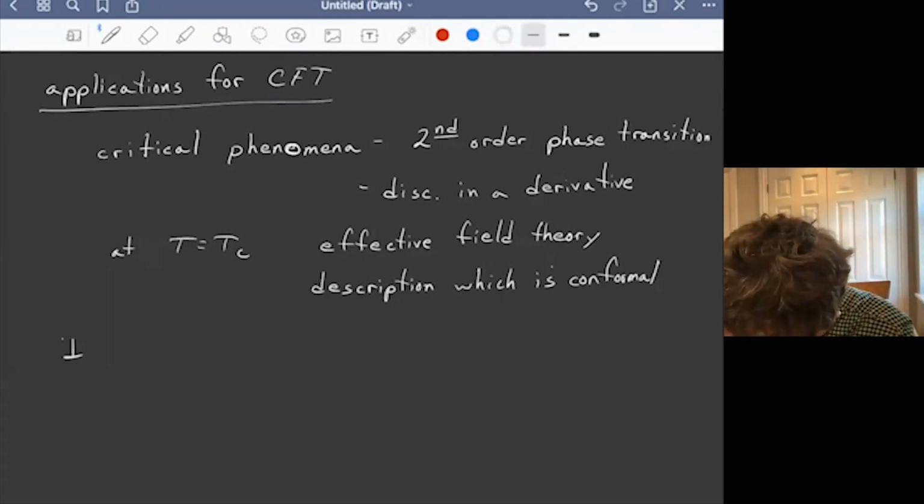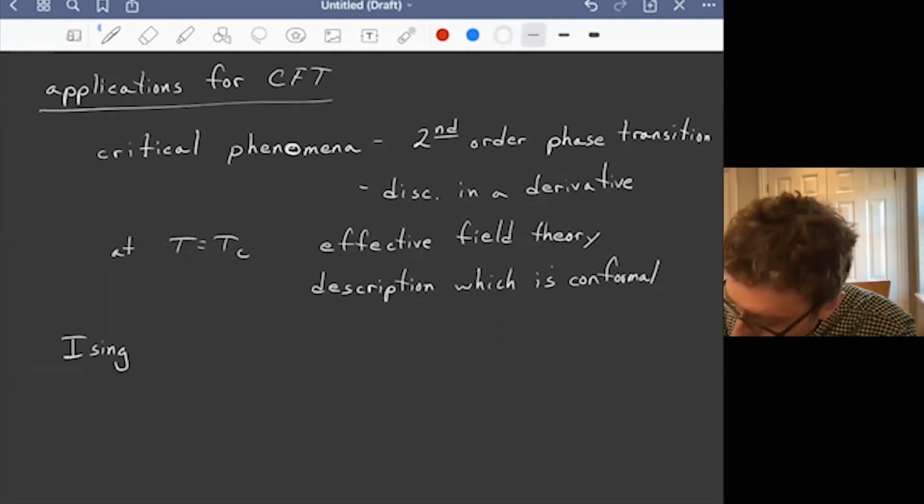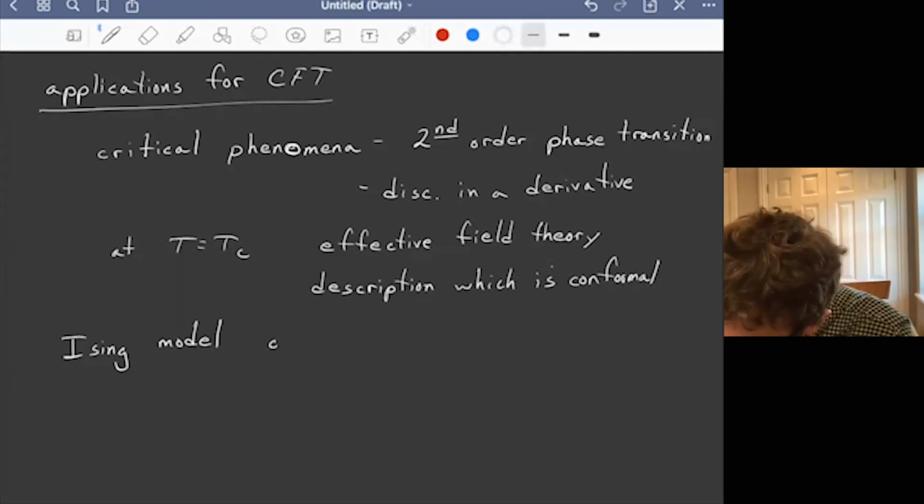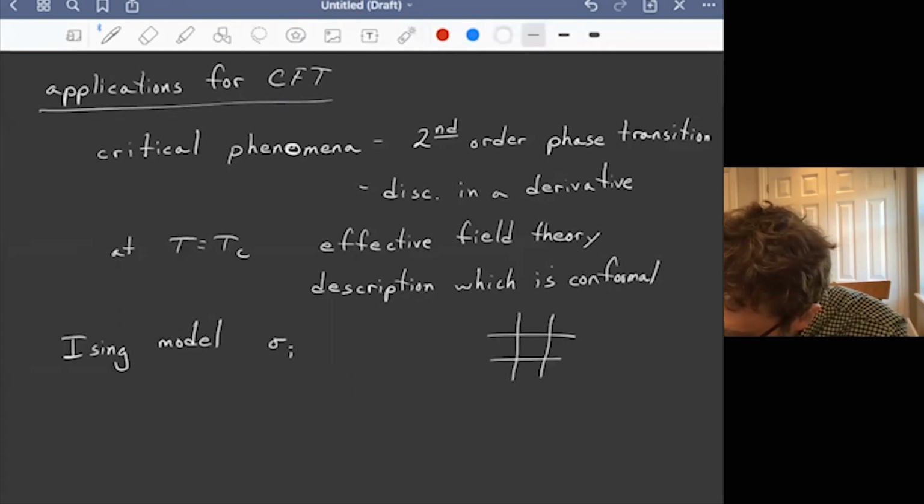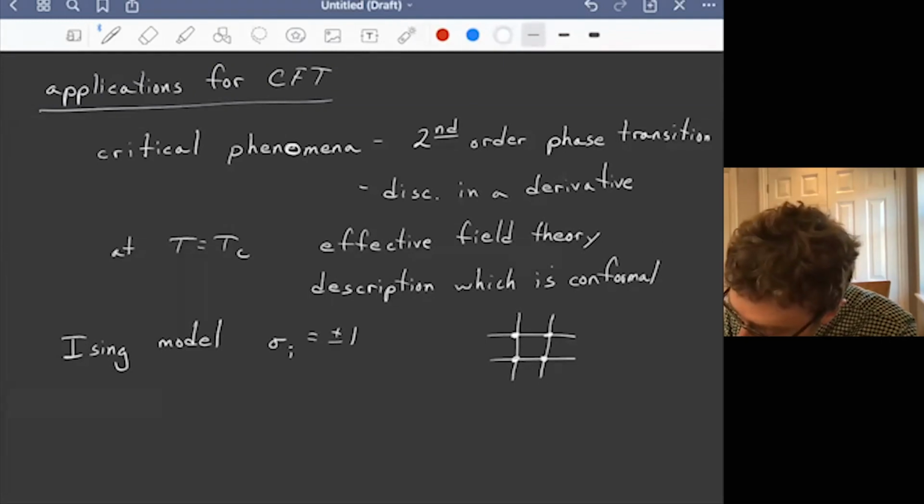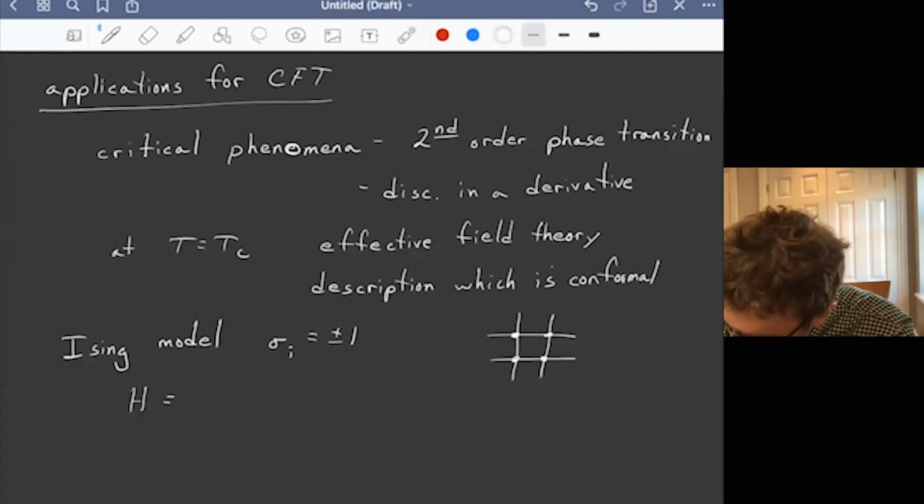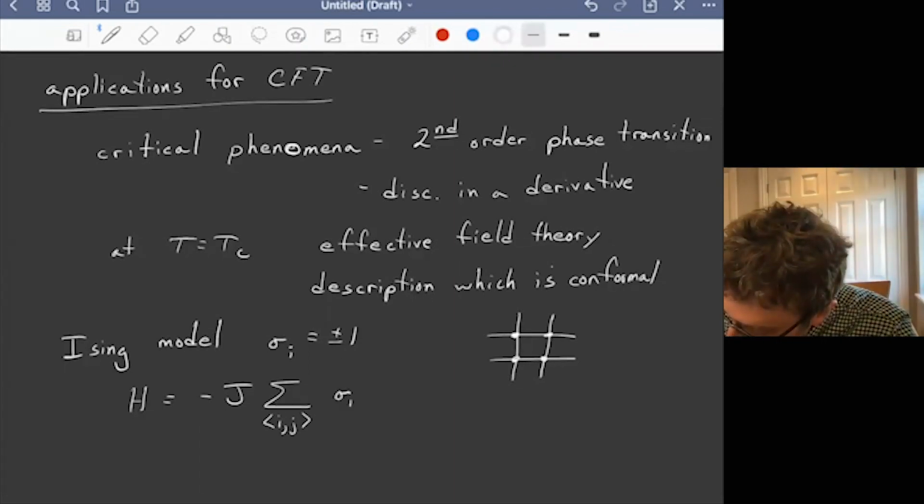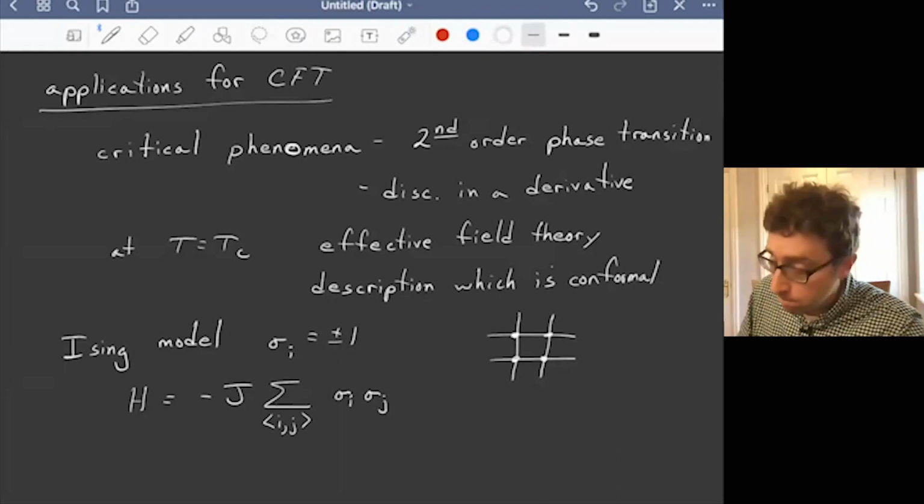Let's put a little bit more meat on this and talk about a particular example, the Ising model. This is a lattice model, say a square lattice, and on each lattice site, we've got these spins, which take two possible values. Sigma i is plus or minus 1. There's a nice Hamiltonian, which has a coupling J between nearest neighbors. That's what this funny sum over ij with brackets means. It's just the nearest neighbor sum of sigma i sigma j.